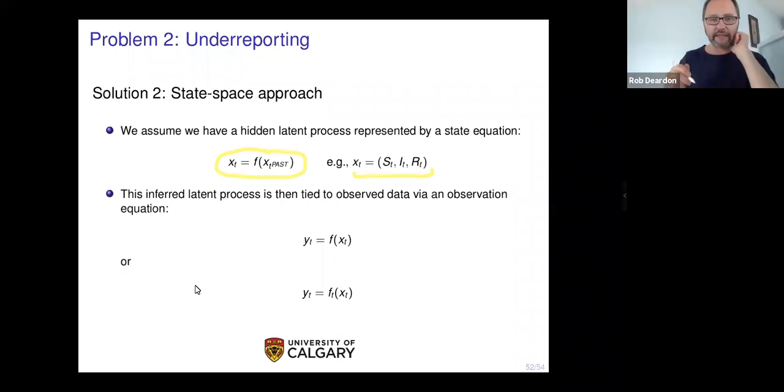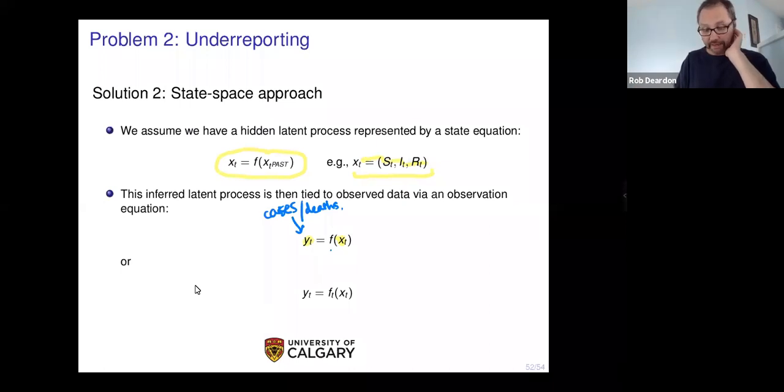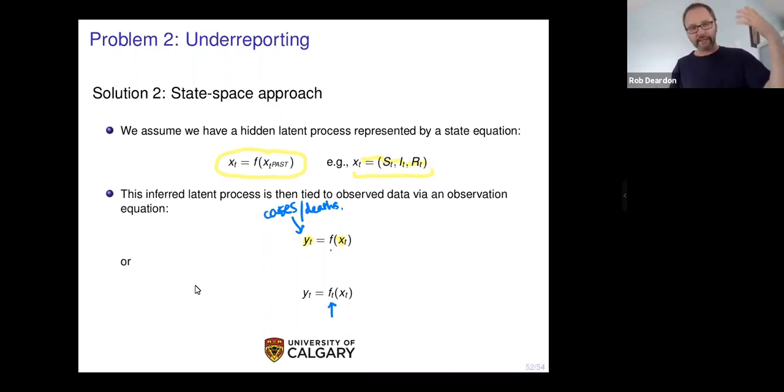But anyway, we're tying the latent process, which is essentially these states up here we're trying to estimate, they're still random variables, through some function to what we've observed, which could be the cases or deaths or whatever it is. And this might be just a function of the latent x's that we don't observe, but it could be a time varying function. And in the case of COVID, we would probably want it to be a time varying function, because we know that the testing regime is changing over time, etc., etc.